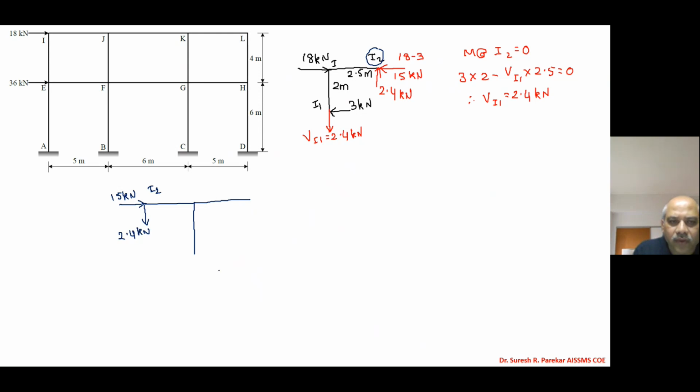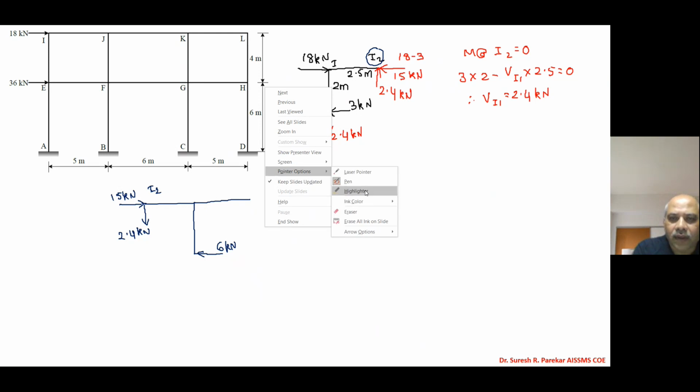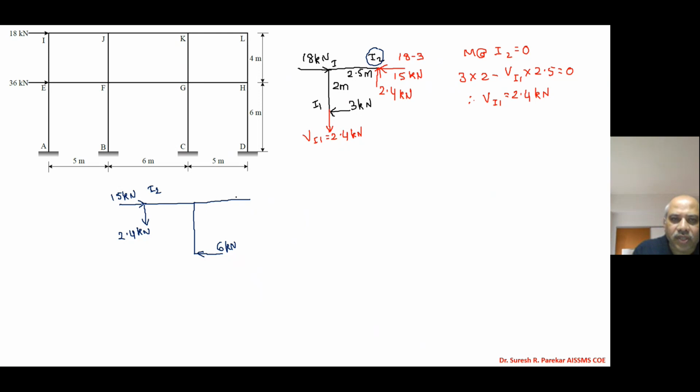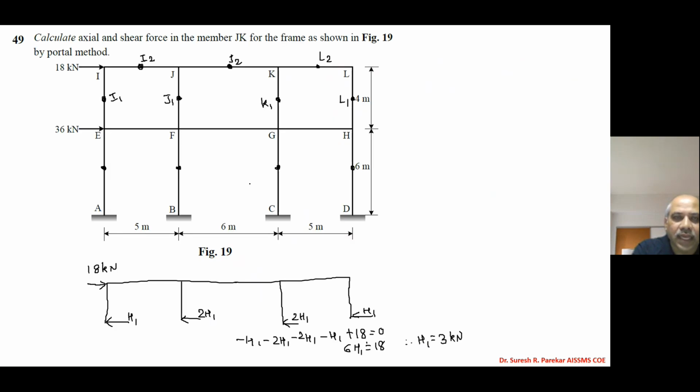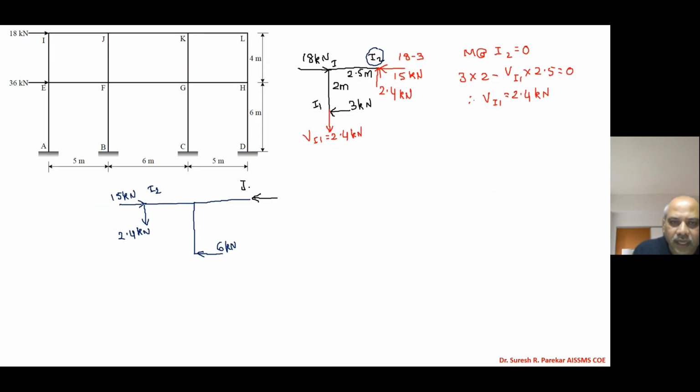Now already we have calculated this value. We have 2H1, and this is 6 kilonewtons. We are interested to find the remaining values. If we see carefully, we apply summation Fx equal to 0, and we will have this force, which we have considered as J2. So we have this point as J2, and then we have 15 minus 6 and we will get 9 kilonewtons.